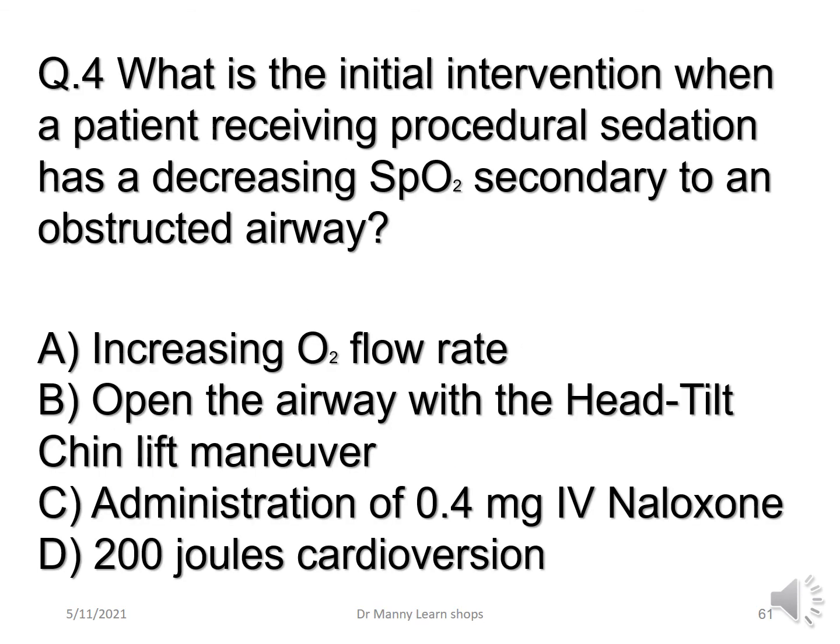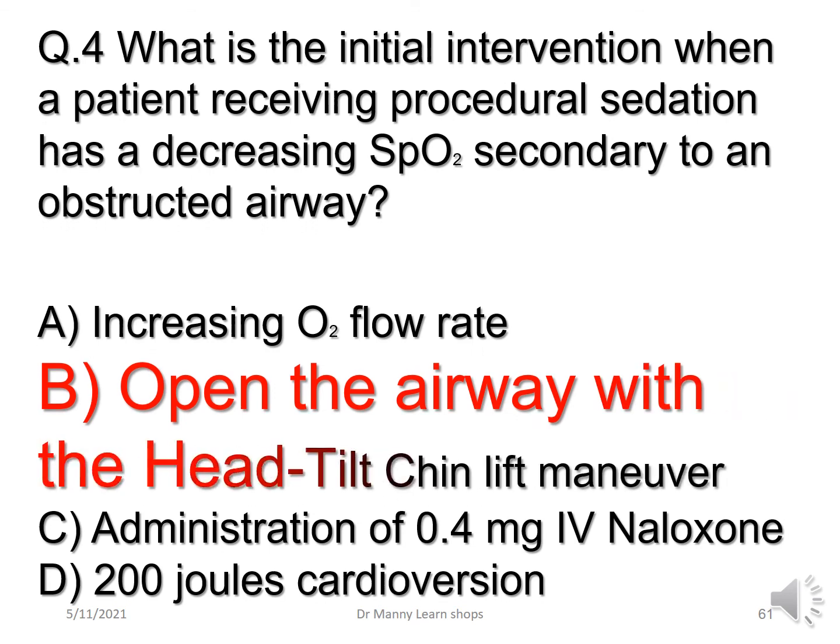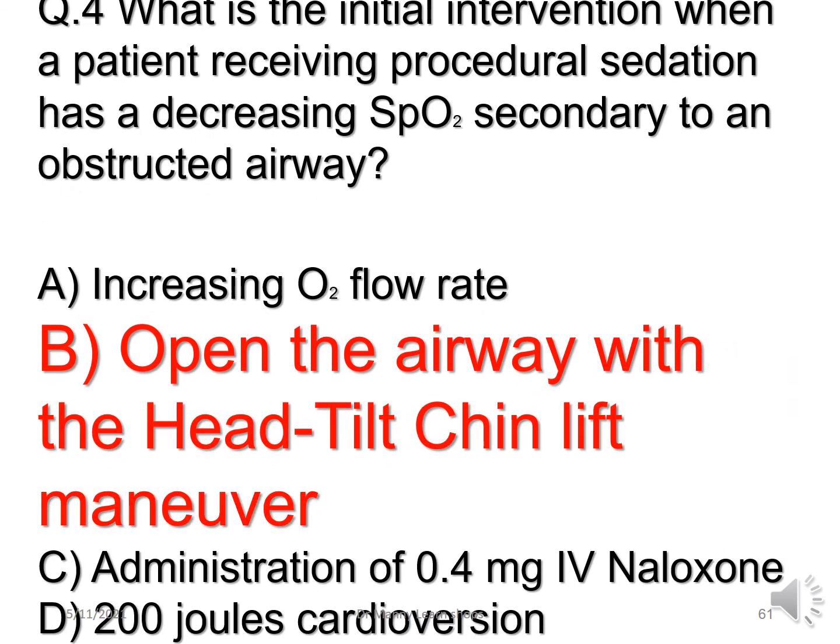What is the initial intervention when a patient receiving procedural sedation has got a decreasing SpO2 secondary to an obstructed airway? What do you do if they suddenly become hypoxic and they're obstructing their airway? Do you increase the oxygen flow rate? Do you open the airway using the head tilt chin lift maneuver? Do you administer 0.4 milligrams of IV naloxone? Or do you cardiovert them with 200 joules? What do you think? Common sense should tell you it's a BLS procedure. You open the airway with the head tilt chin lift maneuver.